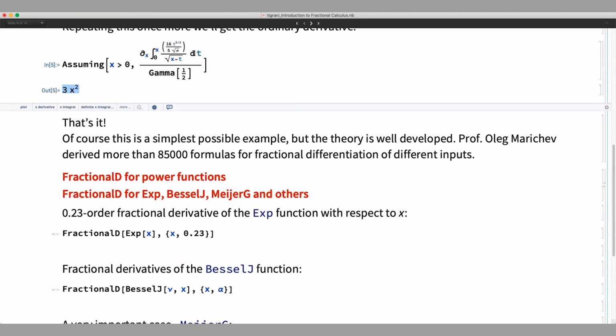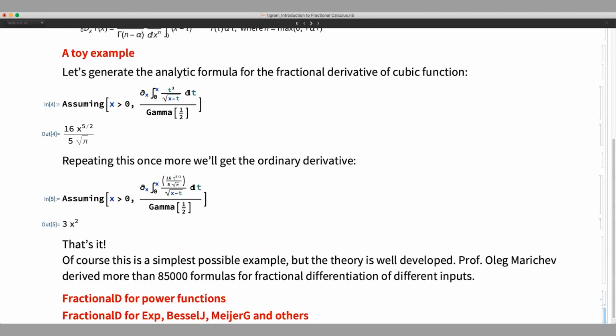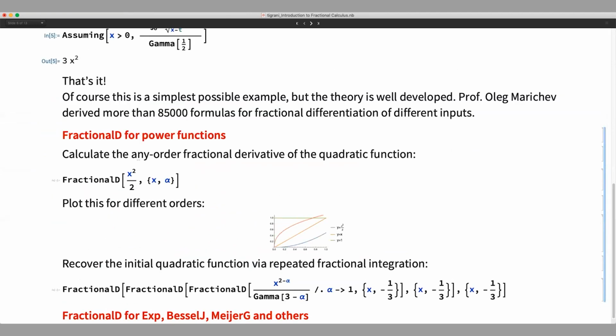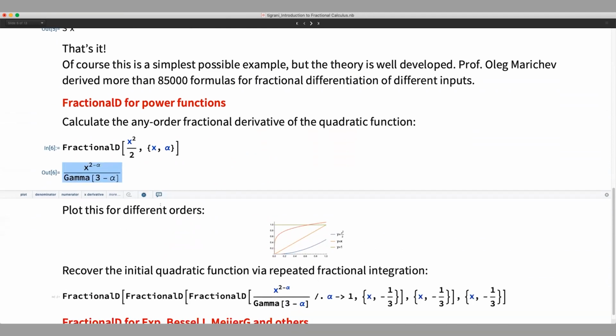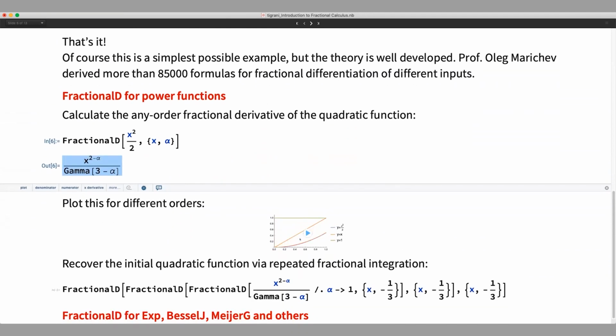Let's take a look at the following example. So let's calculate the any-order fractional derivative of a quadratic function. It's written here. And we can plot that and see that this is the function. This is its first ordinary derivative. This is the second derivative. And the fractional derivatives are going from the function to its ordinary derivatives. They're interpolating between them. This animation is about that.